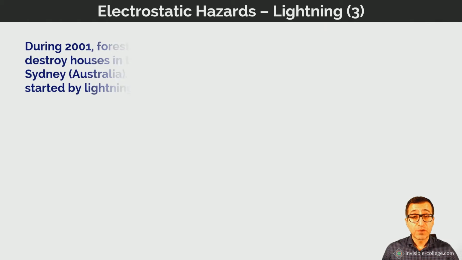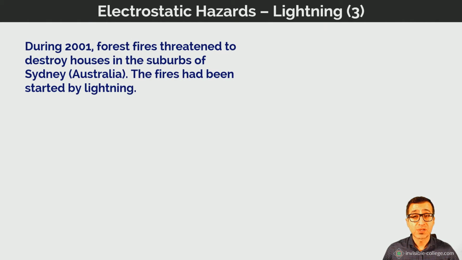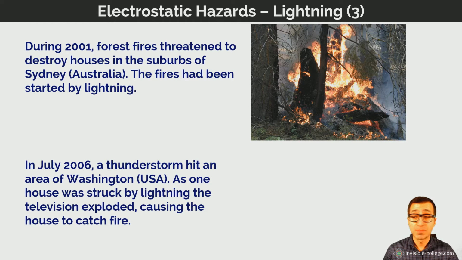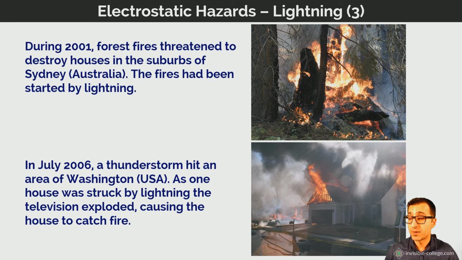And in 2001, forest fires threatened to destroy houses in the suburbs of Sydney in Australia, and this fire had been started by lightning. In 2006, in July, there was a thunderstorm that hit an area of Washington in the US. One house was struck by lightning, and this caused the television in that house to explode, and this in turn caused the house to catch fire. So you can see here, obviously, that there are many hazards associated with these phenomena.